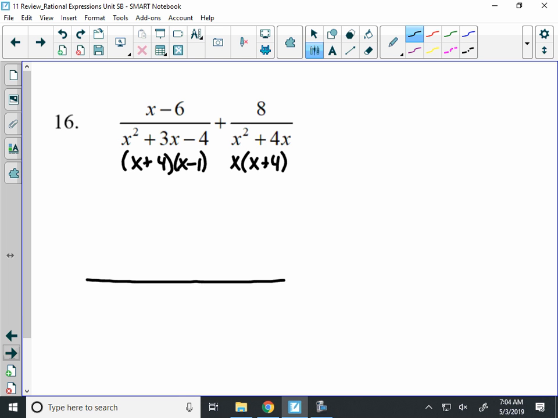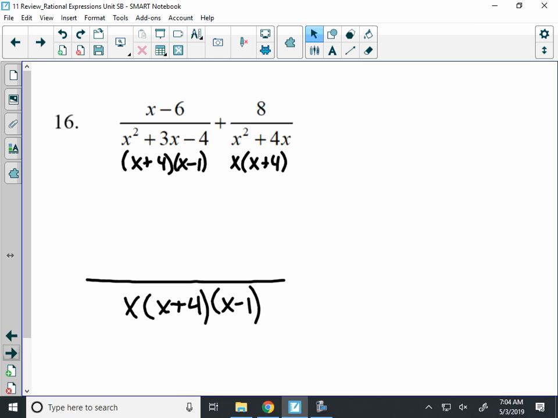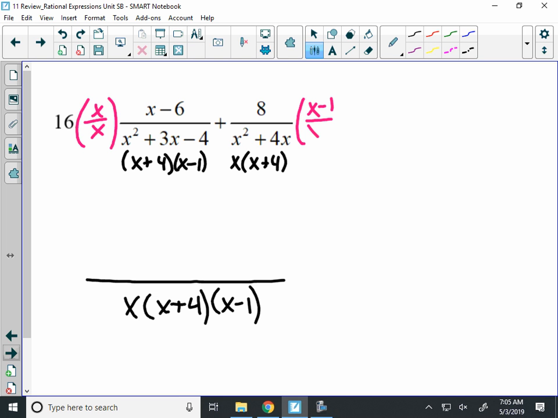When I find my common denominator, they both have an x plus 4, so that's going to be in my denominator. The left fraction has an x minus 1, so I need to include the x minus 1, and the right fraction has an x. So I'm going to need to include all of those factors in the common denominator. The left fraction is only missing the x, so I'm going to multiply by x over x. The right fraction is missing the x minus 1.